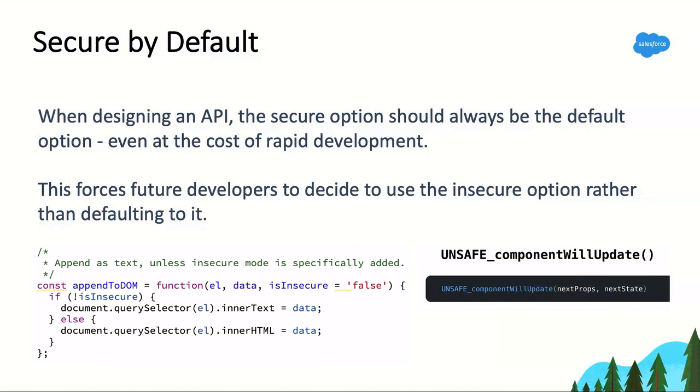On the right-hand side, you'll notice that there's a function called unsafe component will update. This is actually a function in React, one of the competitor frameworks. But a cool thing that they do is any function that they consider to be somewhat unsafe or capable of introducing security vulnerabilities in their code, they label with unsafe. This means in order to call that function, you literally have to type unsafe and then call the function. And this is a great way of preventing developers from abusing insecure functionality in your application.